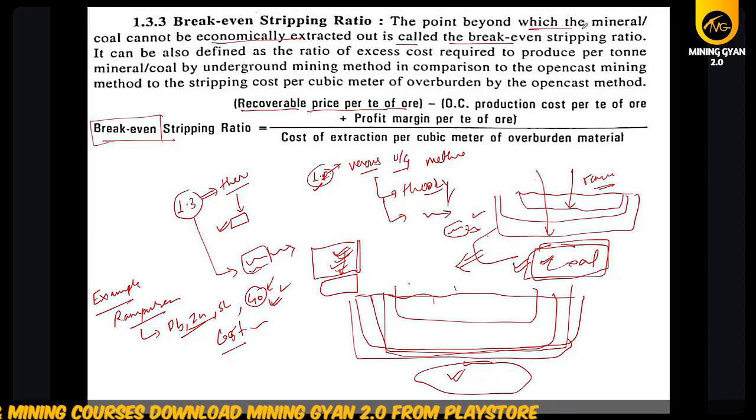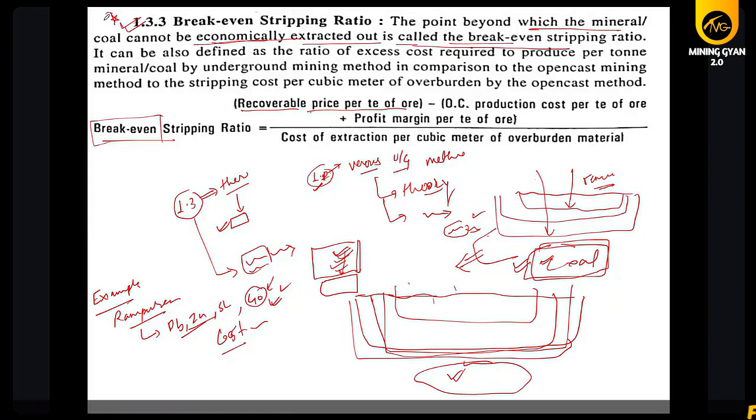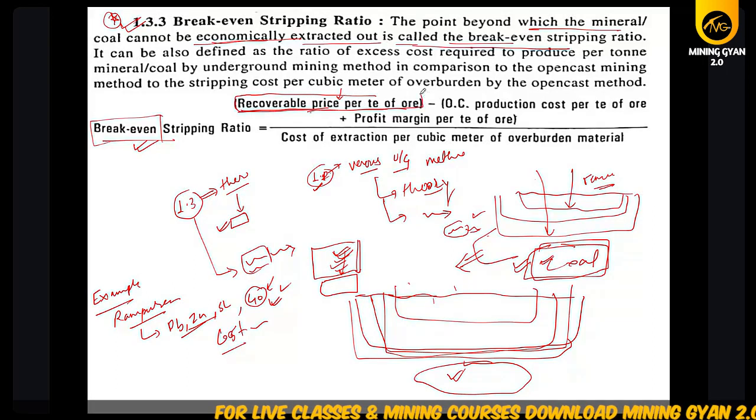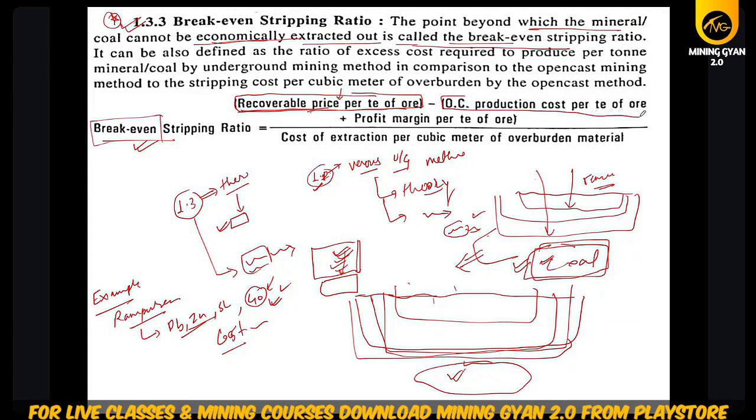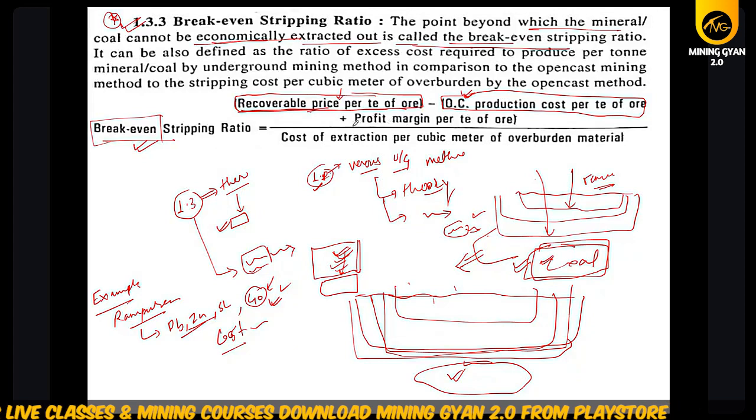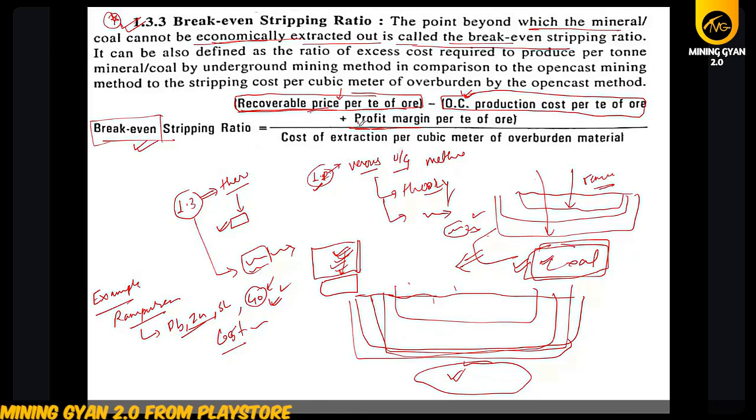So the point beyond which the mineral or coal cannot be economically extracted is called the break even stripping ratio. This is the basic definition, but in the numerical you should know the recoverable price, how much you will get from selling that ore. So how much you will recover from the ore after selling, and how much the production cost per ore is, and the profit margin you want to take as profit, divided by cost of extraction per cubic meter of OB. That is the simple formula.